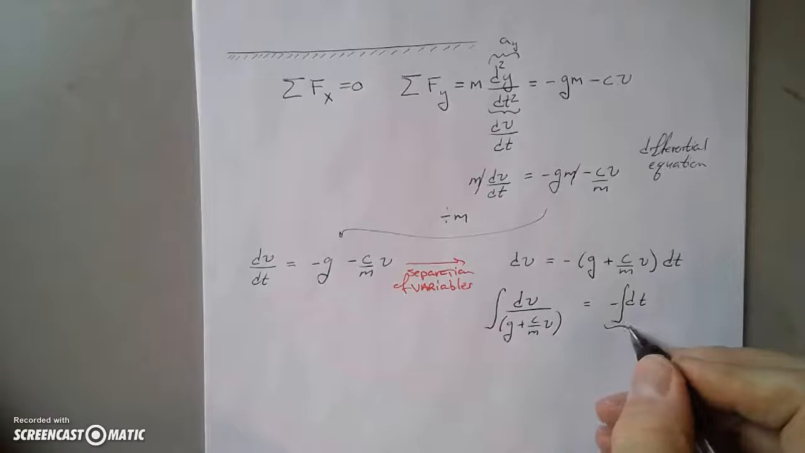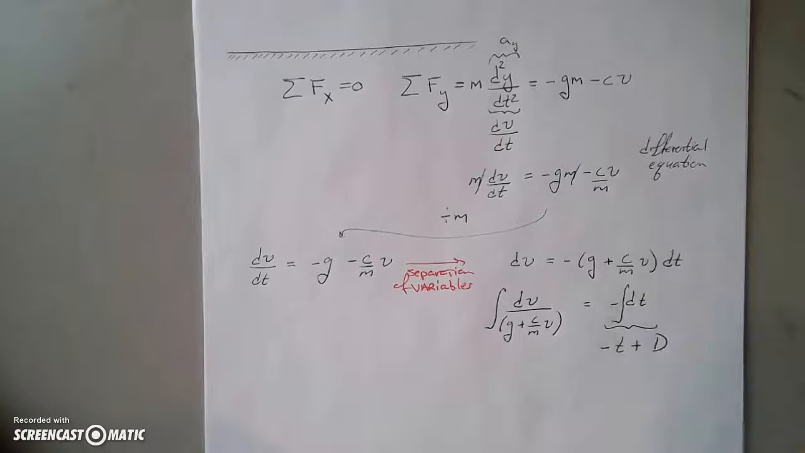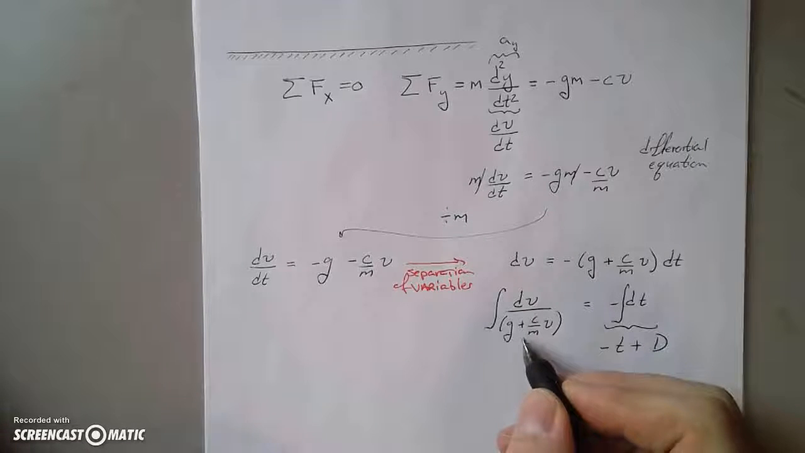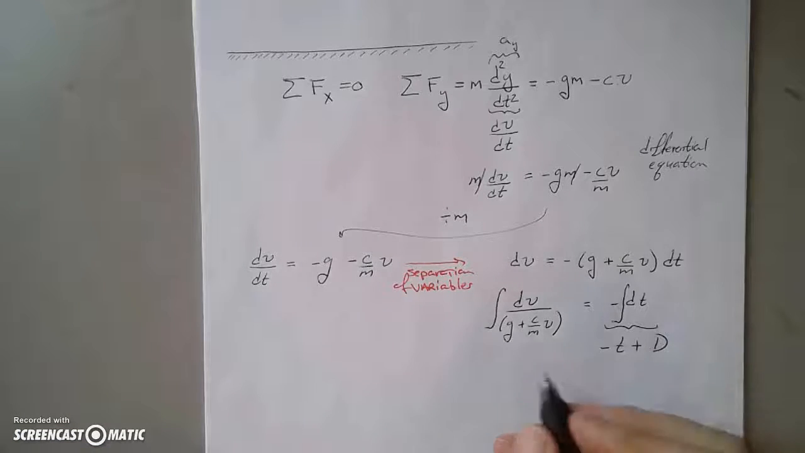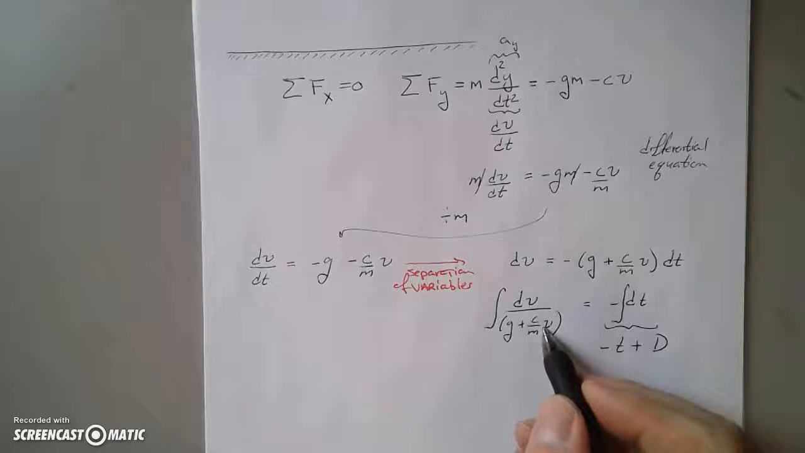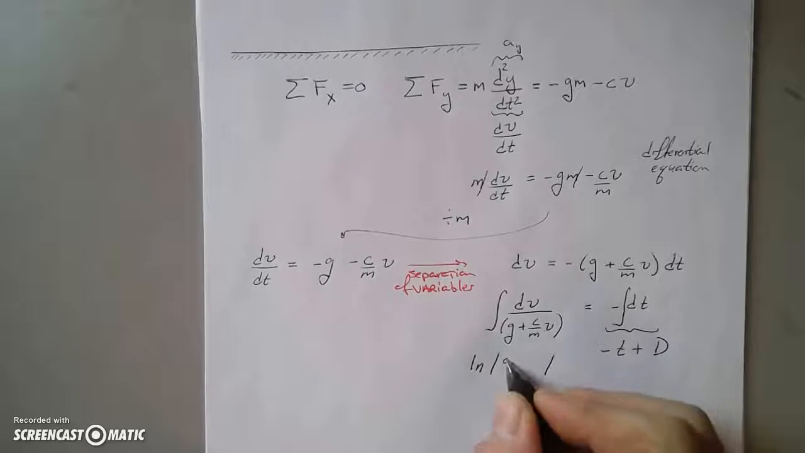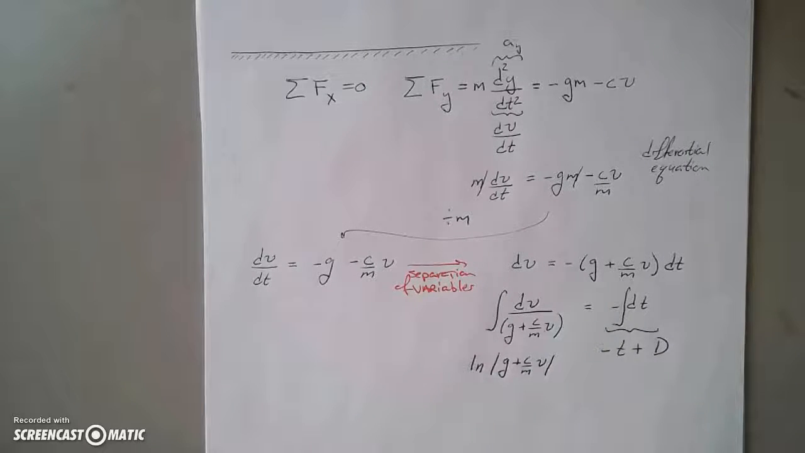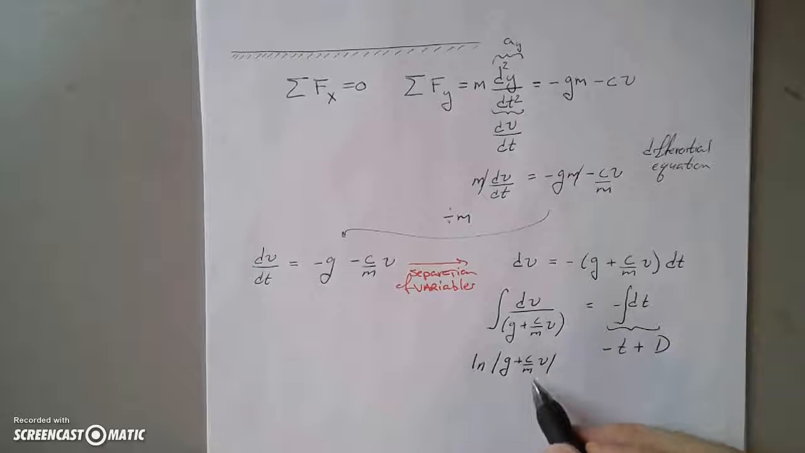Now this integral, of course, is pretty easy to do. This is minus t plus, say, some constant d. This one over here, though, takes a bit of thinking. What you should be able to figure out, noticing it's dv, so v is the variable of integration, is that this is going to be a logarithm. You may want to take some time and verify that. So this logarithm is the absolute value. Whenever we integrate something like this, we get a logarithm of the absolute value.